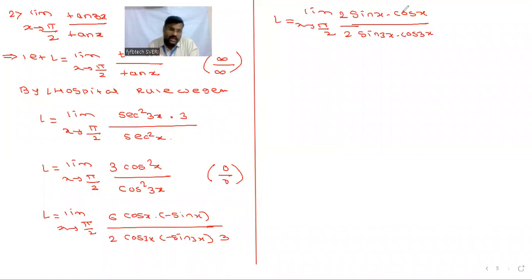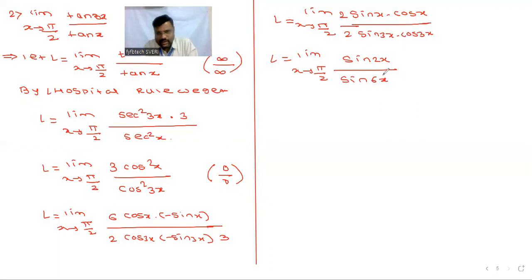As you are observing, the angle is same, so everything is same. So let us simplify. 2 times sin x into cos x is what? Sin 2x. Sin 2x divided by 2 times sin 3x into cos 3x. Angle is same, so sin 6x. So when you put x equal to pi by 2, what do you get? Sin 2 pi by 2, sin pi. What is sin pi? 0. And sin 3 pi is 0. So we got 0 by 0.